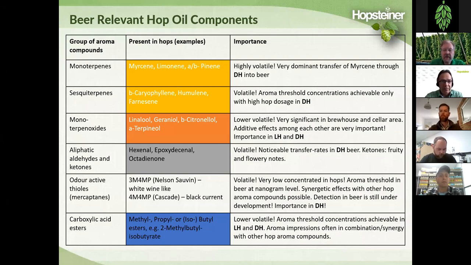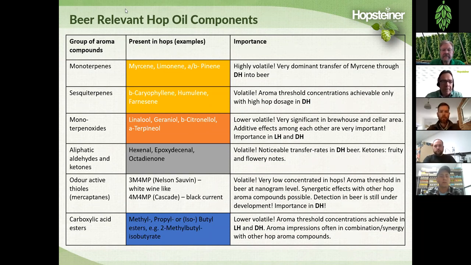And you have to know that myrcene, for example, is the group with the highest concentration, the highest volume in percentage, in the hop oil. Then we have the sesquiterpenes. We all know caryophyllene, humulene, and farnesene. They are also volatile, but not as highly volatile as the monoterpenes. A reasonable concentration is hard to achieve in late hop additions. You find them more in dry hop beers because they have a very high threshold, and to come over the threshold needs a very high hop dosage.